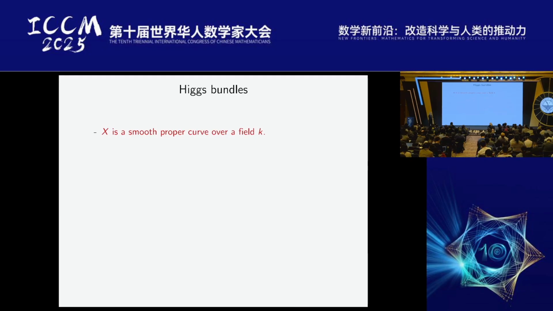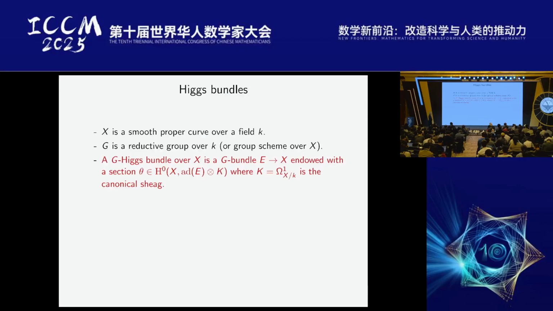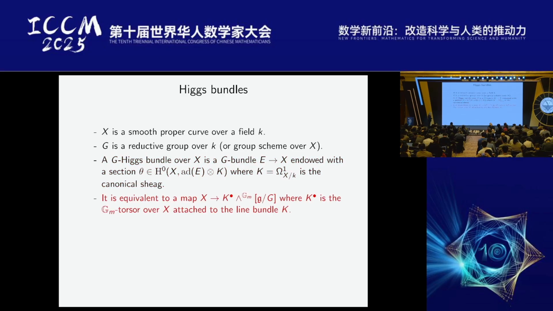So now let me come back to this counting exercise. Let X be a smooth and proper curve over a field k, maybe a finite field for me, and G be a reductive group over k. Actually, in certain generality you can do a group scheme over the curve, but it's not necessary for these talks. And so a G-Higgs bundle is a pair consisting of a G-bundle E over X and a Higgs field. The Higgs field is a global section of the adjoint vector bundle twisted by the canonical bundle, right?